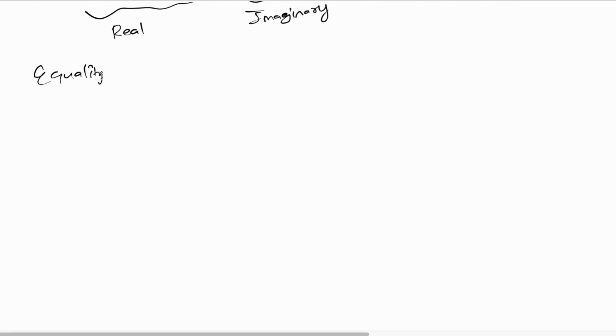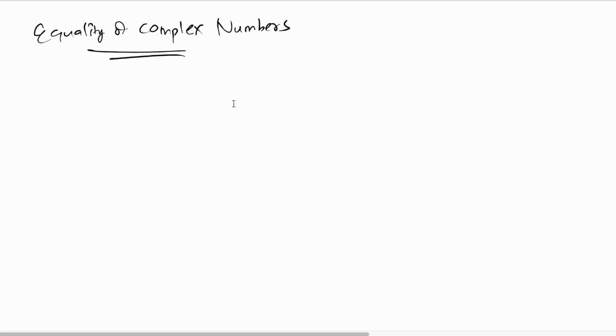Next thing is equality of complex numbers. We'll try to understand what are the conditions such that two complex numbers are equal. And the conditions aren't that difficult to figure out. So if I have a complex number z, which is a plus ib, and another complex number w, which is c plus id, and if I put a condition that z is equal to w, this implies two equalities. Firstly, if two complex numbers are equal, the real parts are the same.